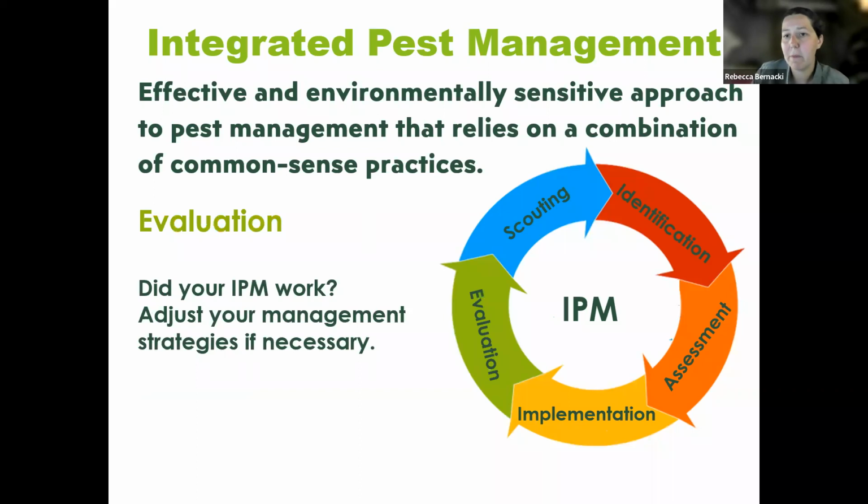Maybe we tried to manage something mechanically and it came back a little bit more than we'd like, and next year we need to try using a chemical treatment. Or maybe the alternative happened. Maybe we used a chemical treatment and had really good control, and now we only have a few saplings emerging in the following year, and we can mechanically manage those.